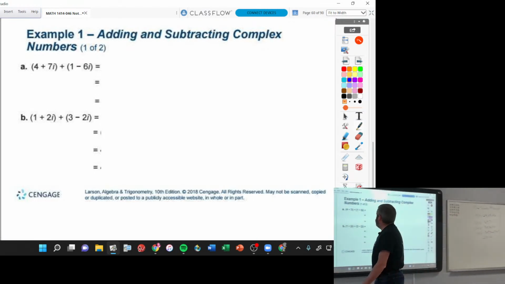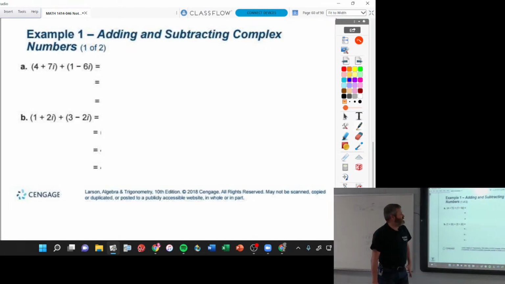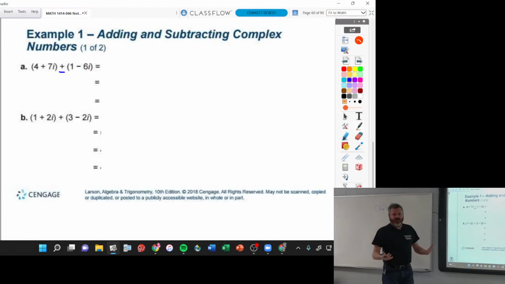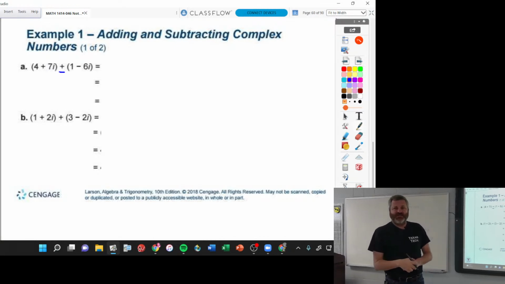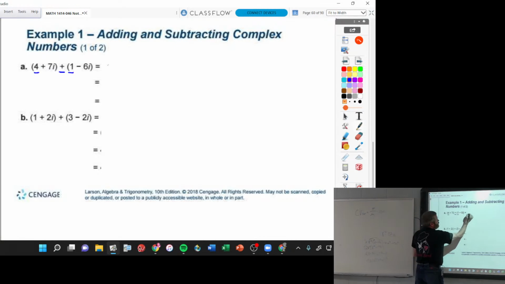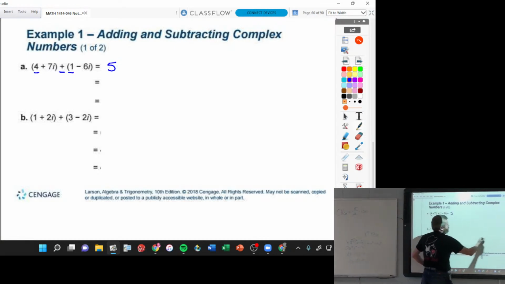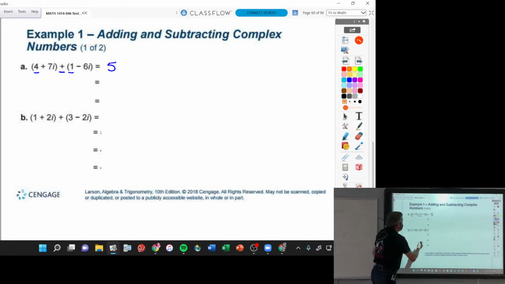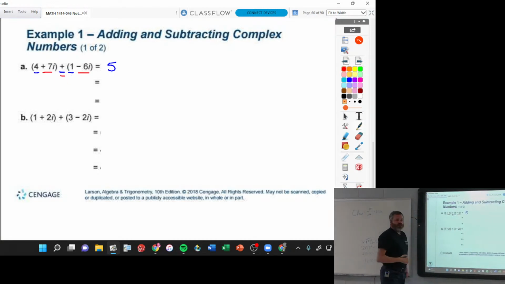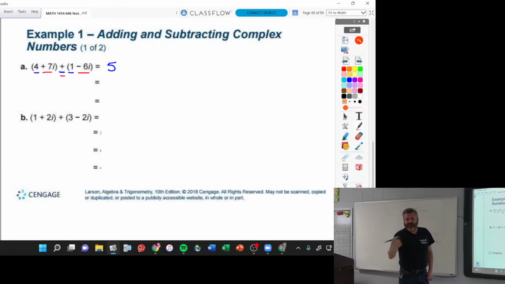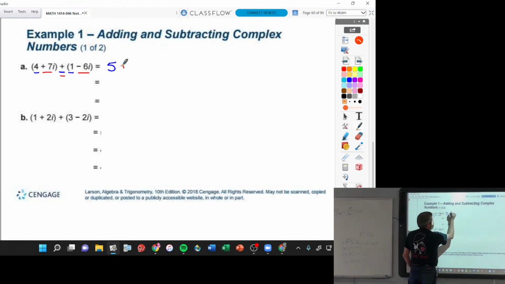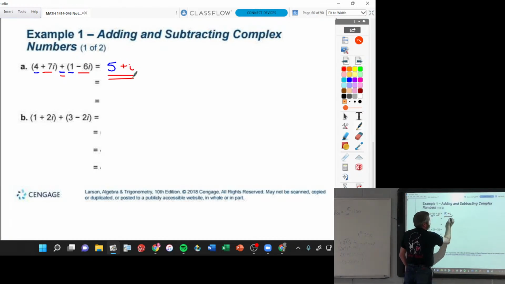4 plus 7i plus 1 minus 6i. Well, I'm adding. So because I'm adding, really I can ignore the parentheses if you think about it. I have a 4 plus 1, which is 5. Then I have a plus 7i plus a negative 6i, which means plus 7i minus 6i. 7i minus 6i would be simply i, so my answer would be plus i. And that's the final answer.